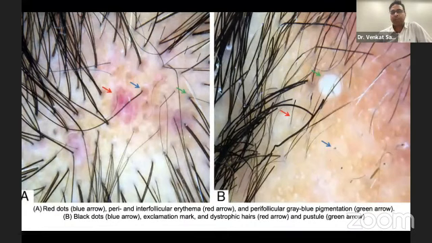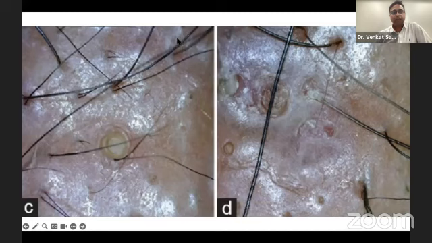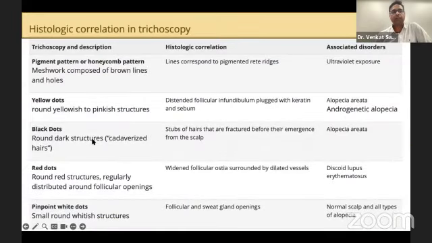So this is just to show you that none of the features I've discussed so far are specific. All of them can be seen in one entity called cellulitis. You can see here, this is a paper published in 2019. But the more typical feature is this 3D elevated yellow dot. This is supposed to be specific for dissecting cellulitis of scalp.